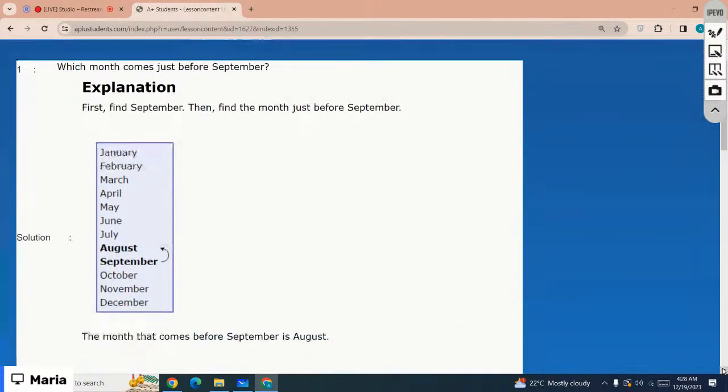So here is the table for the months of the year. If you don't remember them, you can note them down in your notebook. The first month of the year is January, then you have February, then March, then April, May, June, July, August, September, October, November, and December.